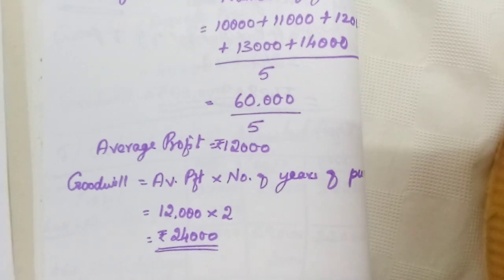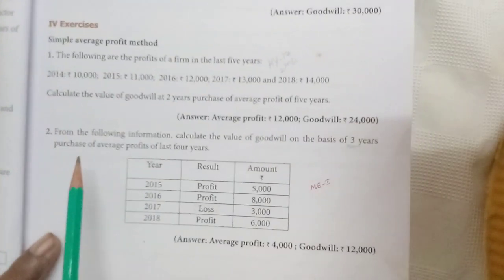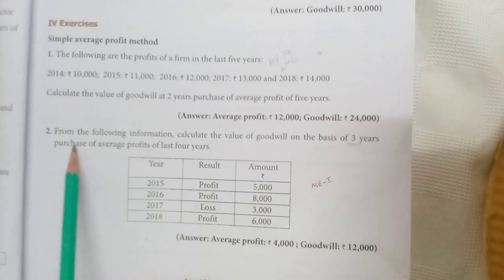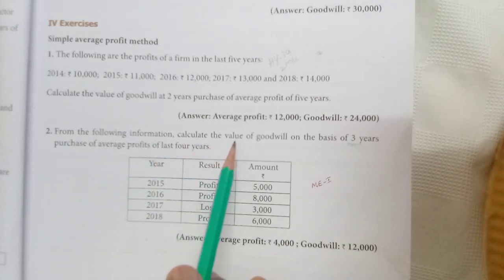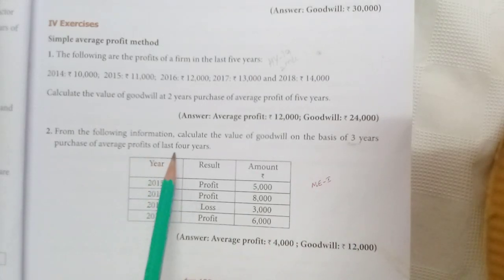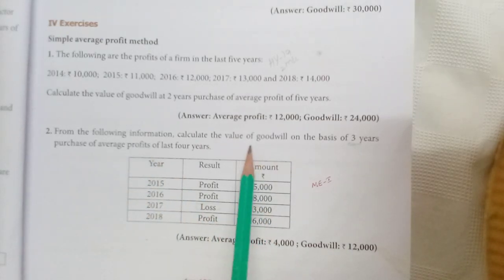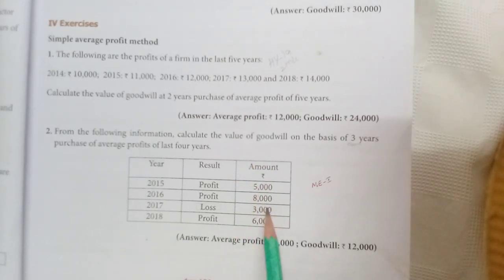Okay students. Then I will read out the second problem. Second exercise. From the following information, calculate the value of goodwill on the basis of 3 years purchase of average profits of last 4 years. Here 4 years profits given. 3 years they have got profit, 1 year loss. That is the one difference given in the second problem. So when you calculate the average profit or when you calculate the total profit, you add these 3 profits and less this one. Okay, you will see now.